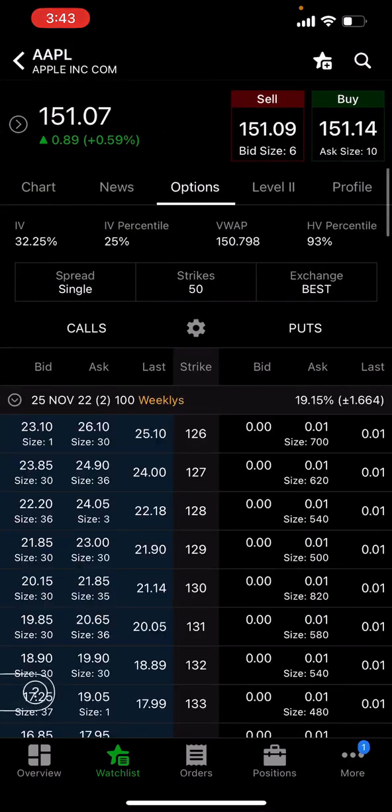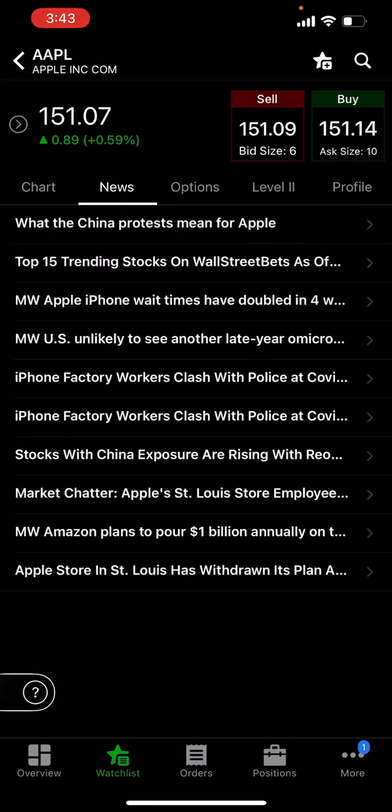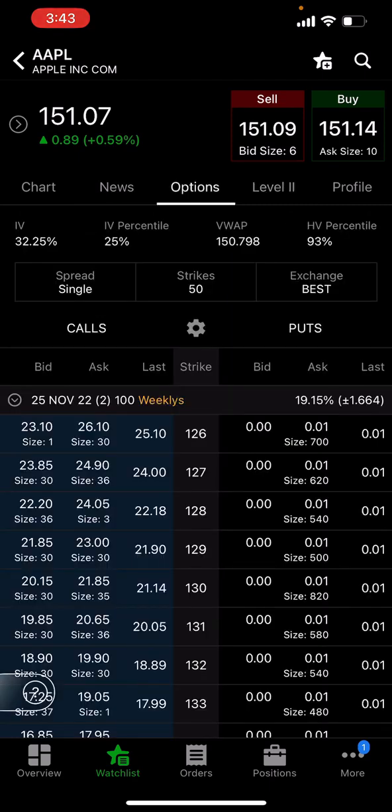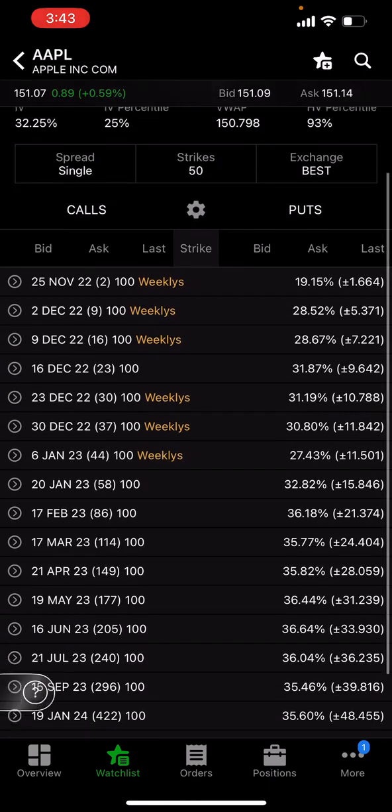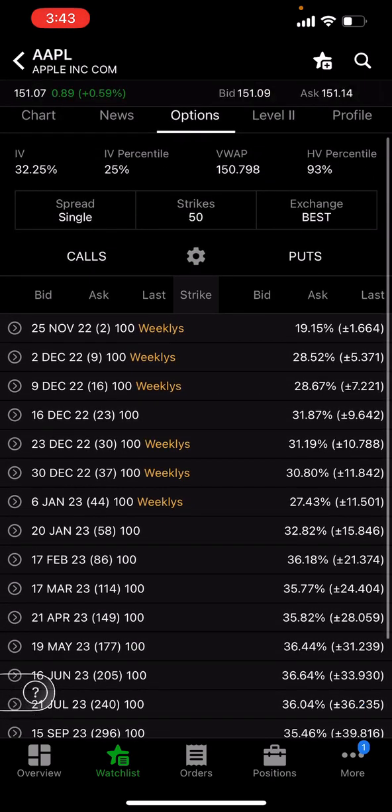All right, now once this pulls up here, this is called the options chain. You can see all these tabs up here. You can chart, you can see news, level 2, but we want the option chain specifically, right? And this is what we see. All these dates down here are just expiration dates. So say we're looking at the November 25th, which is this Friday, 150 calls.